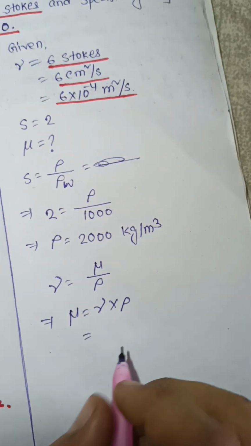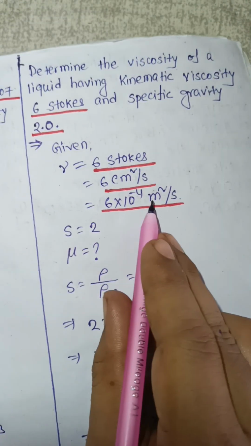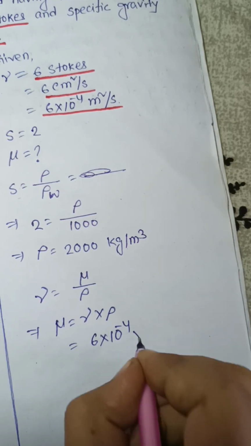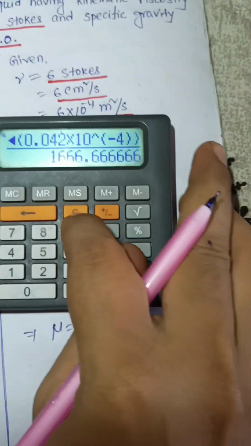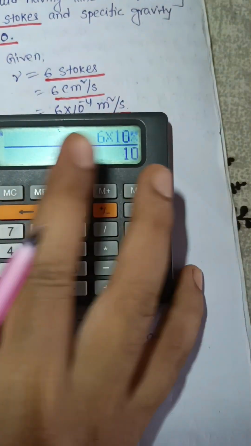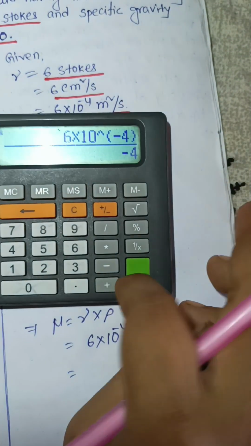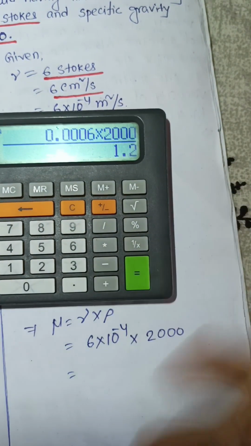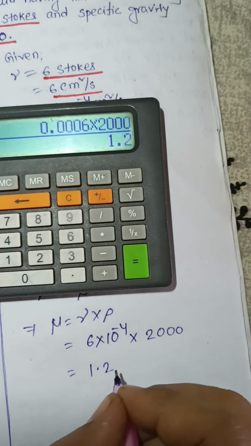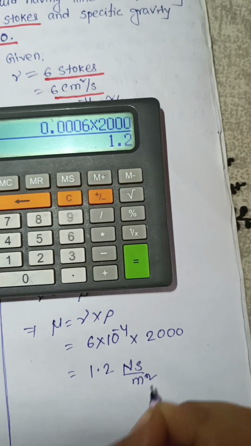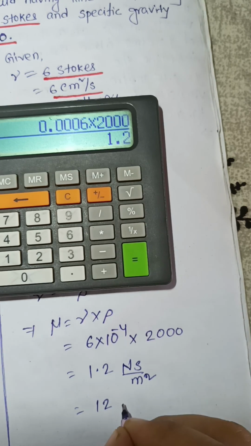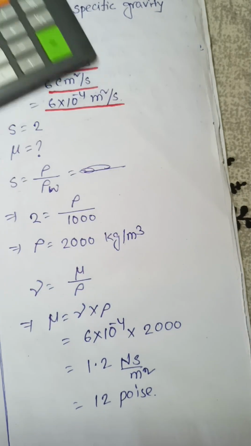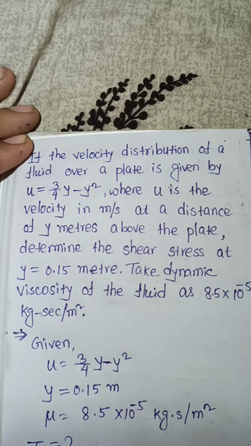So what is the value of nu which is given? That is 6 into 10 to the power minus 4. And what is the value of density? That is 2000. So if you multiply it, 6 into 10 to the power minus 4 into 2000, this value will be 1.2 Newton second per meter square. And if you want to calculate it in poise, you have to multiply by 10. So 12 poise. So the answer will be 12 poise.